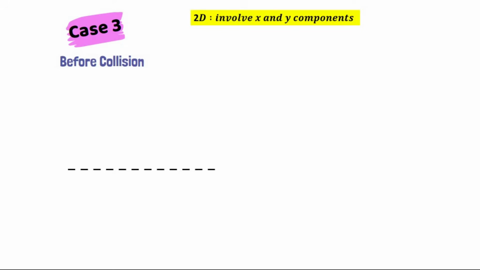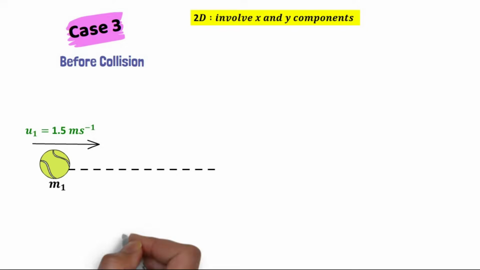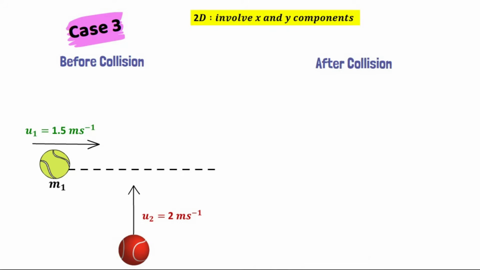Okey, sekarang kita tengok kes yang ketiga pula, di mana kita ada dua objek where before collision, M1 is moving in X component. Okay, so U1 equal to 1.5 meter per second, but U2 is moving in Y component, which is upward, so U2 is given equal to positive 2 meter per second. And what happened after collision?